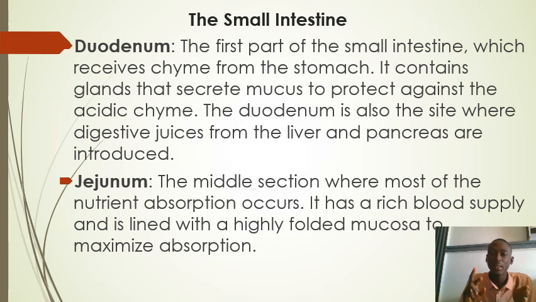So the jejunum has a rich blood supply, as it should, because it is majorly concerned with the absorption of nutrients. It has a rich blood supply, and it is lined with highly folded mucosa to maximize absorption.